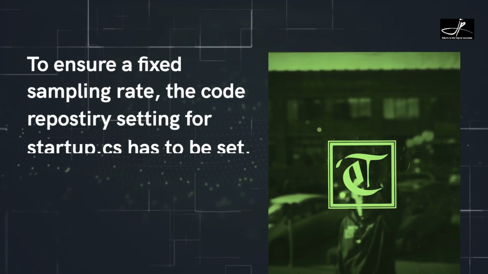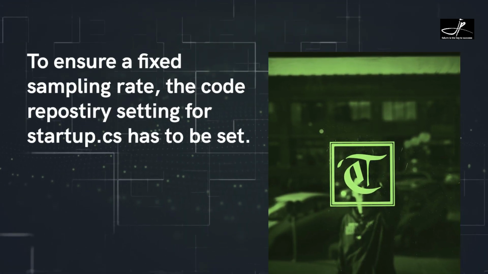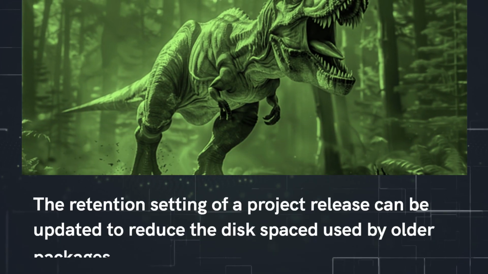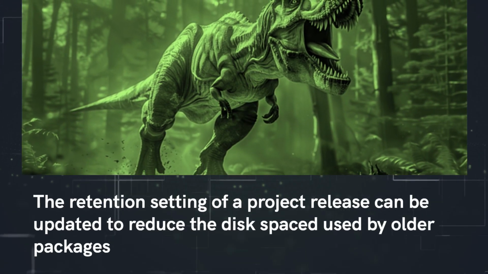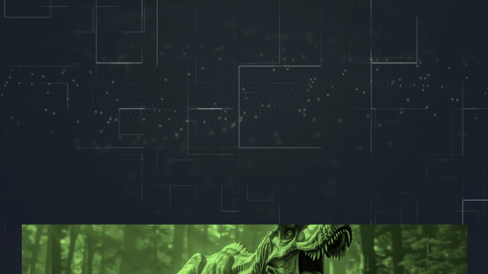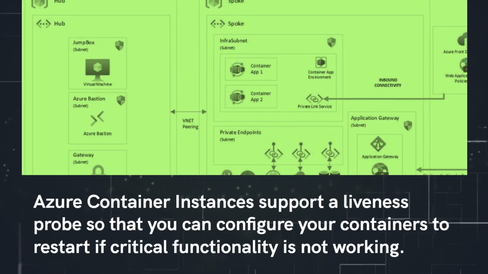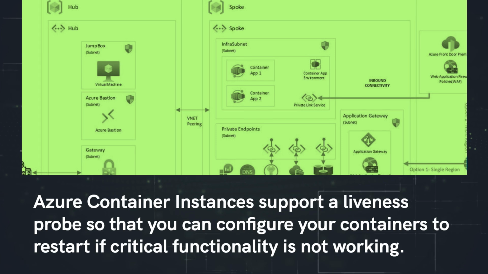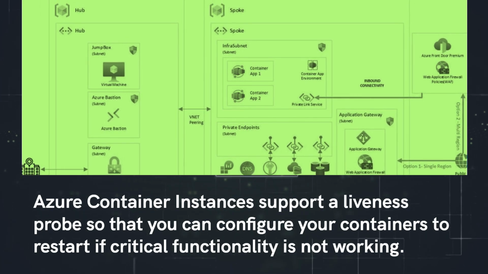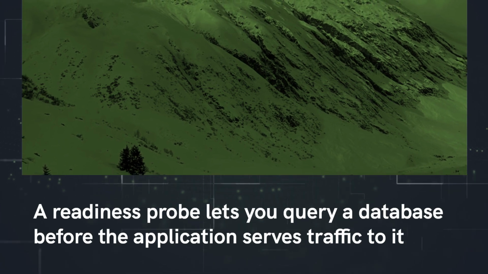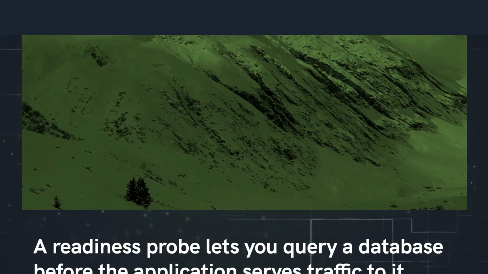To ensure a fixed sampling rate, the code repository setting for startup.cs has to be set. The retention setting of a project release can be updated to reduce the disk space used by older packages. Azure container instances support a liveness probe so that you can configure your containers to restart if critical functionality is not working. A readiness probe lets you query a database before the application serves traffic to it.